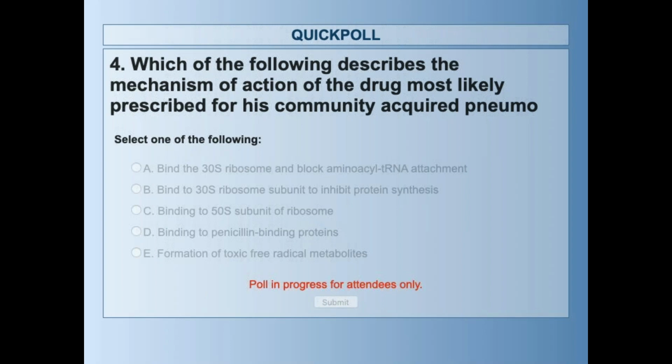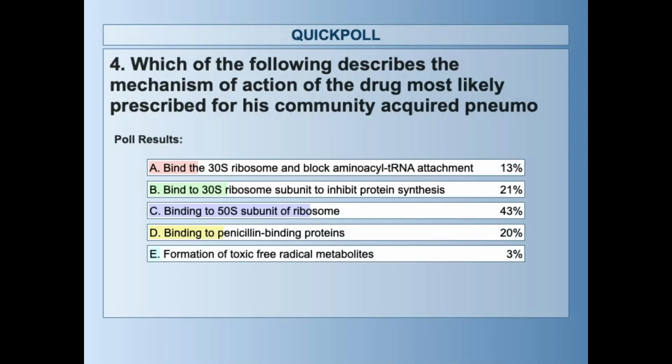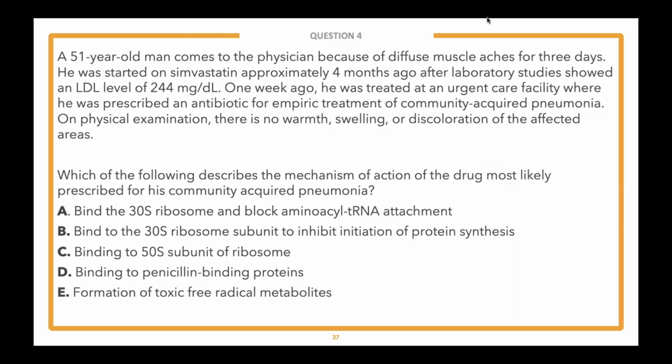Excellent. Looks like we have a lot of answer choices in. Let's give you guys a couple more seconds to respond, and then we'll go over your responses and the correct and incorrect answers. All right. Looks like in first place was answer choice C, with 43% of you picking binding to the 50S subunit of the ribosome. And in second place was answer choice B, binding to the 30S ribosome subunit to inhibit protein synthesis. Let's see what the correct answer is.